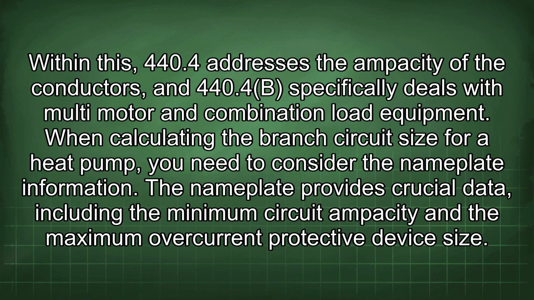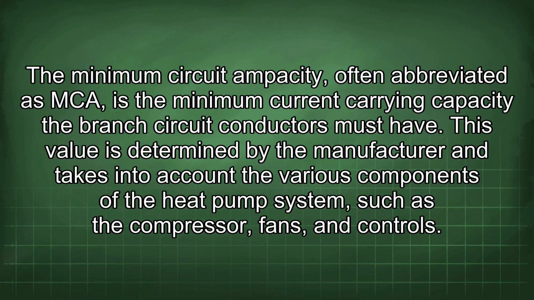When calculating the branch circuit size for a heat pump, you need to consider the nameplate information. The nameplate provides crucial data, including the minimum circuit ampacity and the maximum overcurrent protective device size. The minimum circuit ampacity, often abbreviated as MCA, is the minimum current carrying capacity the branch circuit conductors must have. This value is determined by the manufacturer and takes into account the various components of the heat pump system, such as the compressor, fans, and controls.